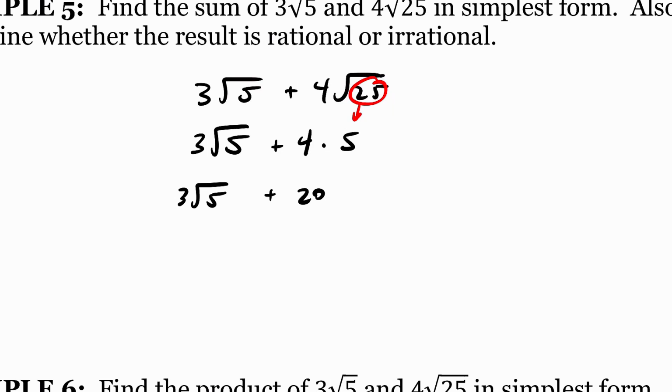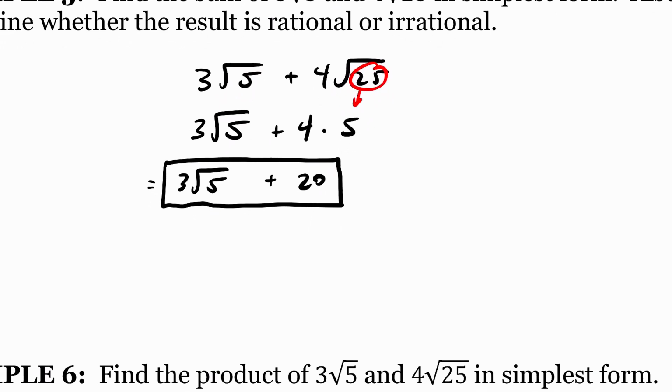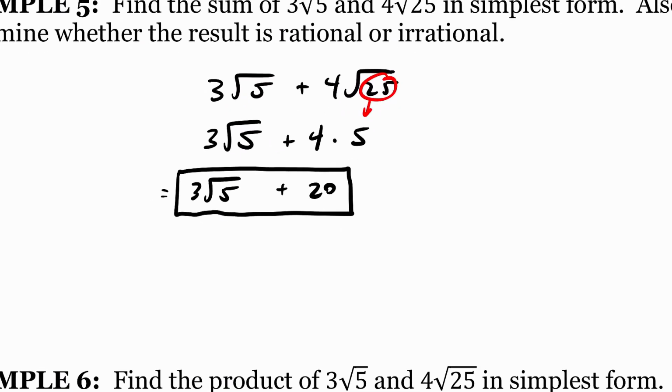Well, these aren't like terms. If this had a square root of 5 with it, they would be like terms, but they don't. So this is the sum. That's as far as we can simplify. And is it rational or irrational? Well, because of that root left over that I can't simplify, it's going to be irrational. If anything has a root left over that you can't simplify, it's always irrational.